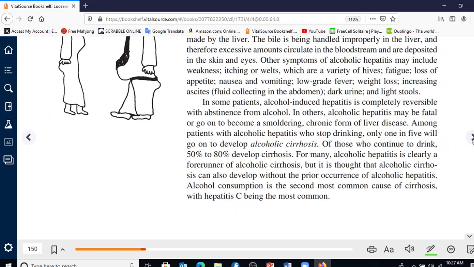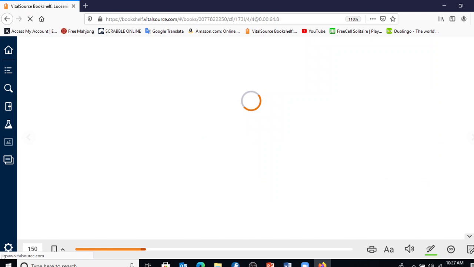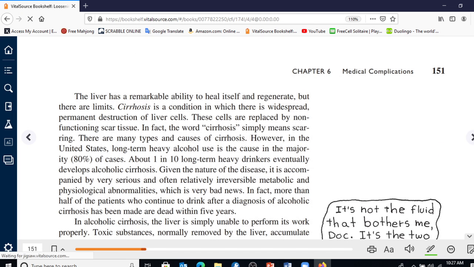If you don't stop drinking, if you don't find some way to arrest that, then the cirrhosis is going to worsen until it gets to a point where it can't sustain life anymore.